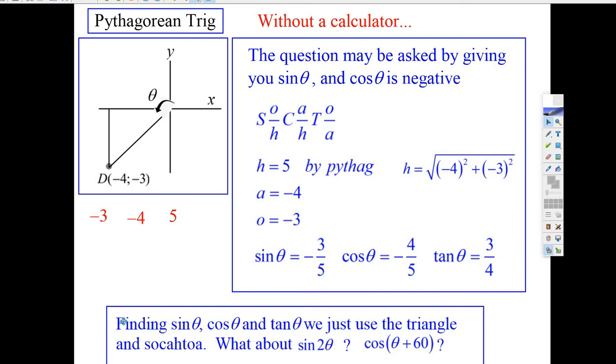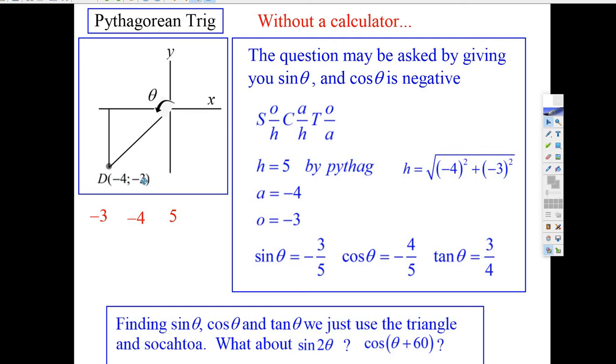Okay, this is the trigonometry part of the rescue plan. Say you had a question like this, and they gave you this point. They might not put in a triangle like this. In the prelims, they did. They put in a triangle like this, and then they ask you to find the sine of theta, or the cosine of theta, of this angle here, or the tangent of theta.